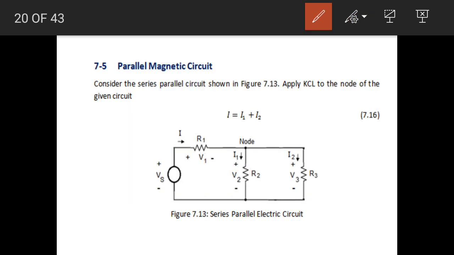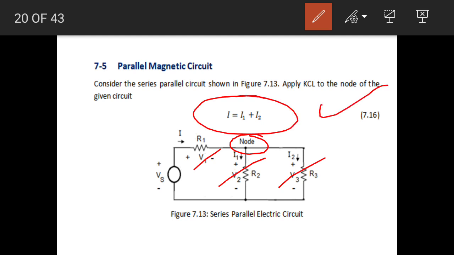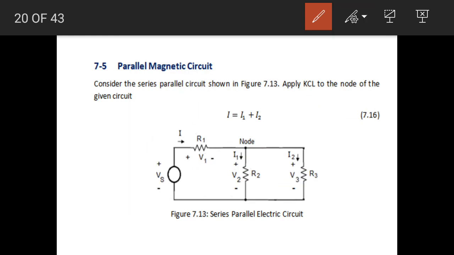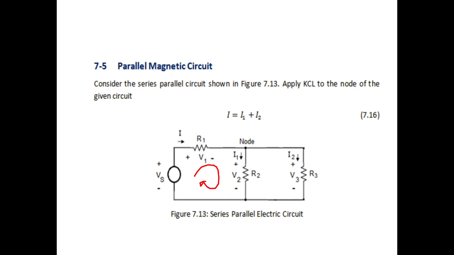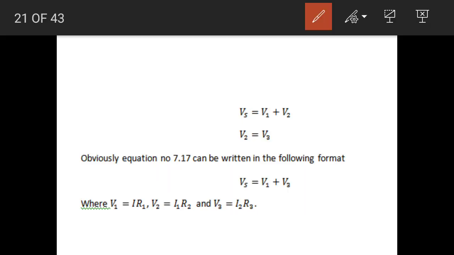The voltage across the resistor R1 is V1, the voltage across the resistor R2 is V2, and the voltage across the resistor R3 is V3. So if we apply KCL to this node, according to KCL, the total current will be equal to I1 plus I2. Right? Now we apply KVL to loop number 1. According to KVL, Vs will be equal to V1 plus V2.